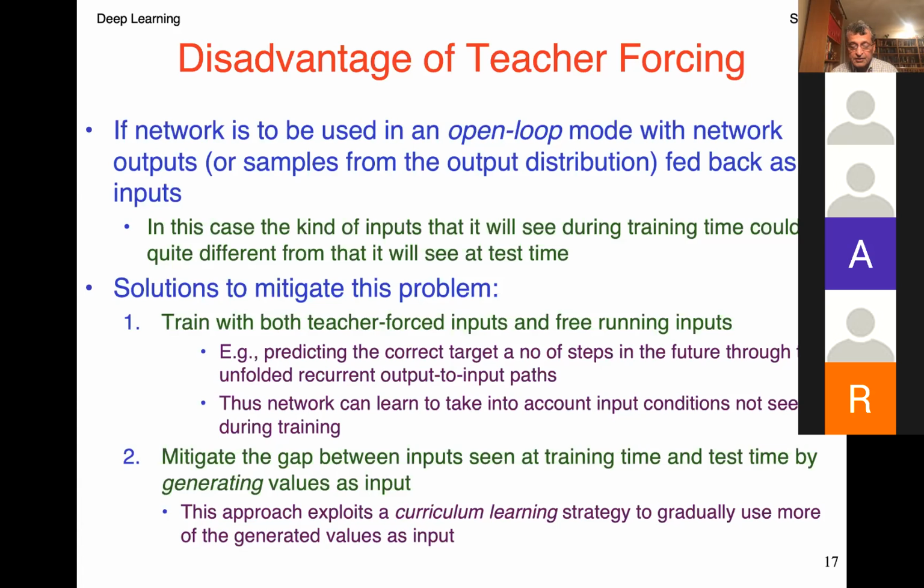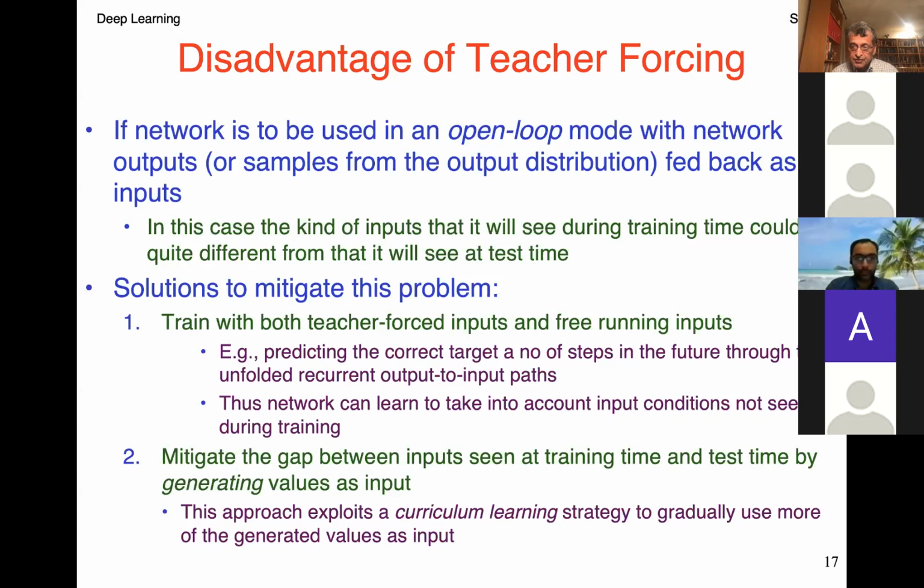But when you are in an open loop mode where we just have to use the previous outputs, those could be different. And a solution to mitigate this problem is to train with both teacher-forced inputs and free-running inputs. For example, predicting the correct target a number of steps in the future through unfolded recurrent output to input paths. The network can learn to take into account input conditions not seen during training. And so as we are generating something, we are taking into account what was in the past.